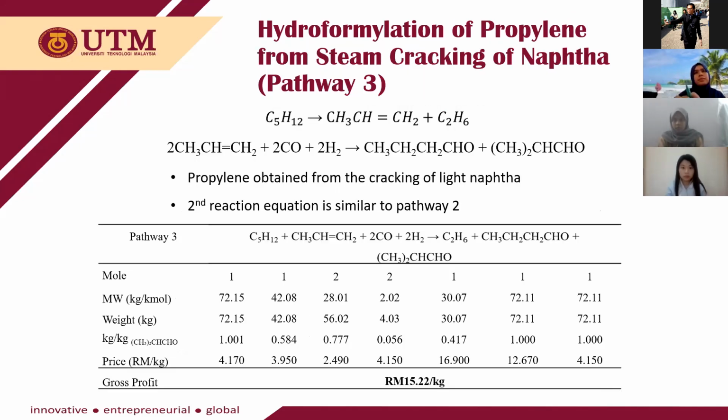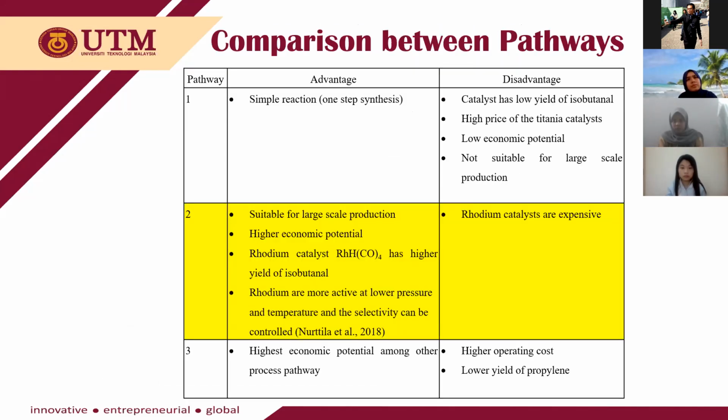The third pathway is the hydroformylation of propylene from steam cracking of naphtha. This reaction pathway is more or less like a prequel to process pathway 2, where the difference is the origin of propylene. In process pathway 2, propylene is bought, while in this pathway, propylene is cracked from light naphtha. Other than that, the reaction equation is exactly similar to process pathway 2. The highlight of this process pathway is the gross profit, at the highest point, 15 ringgit and 22 cents per kilogram. Let's make a simple comparison between the pathways.